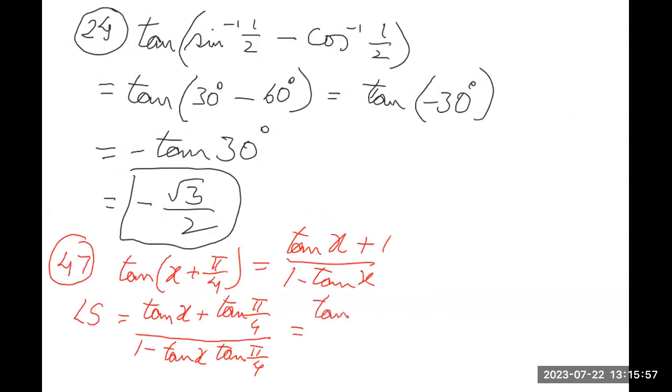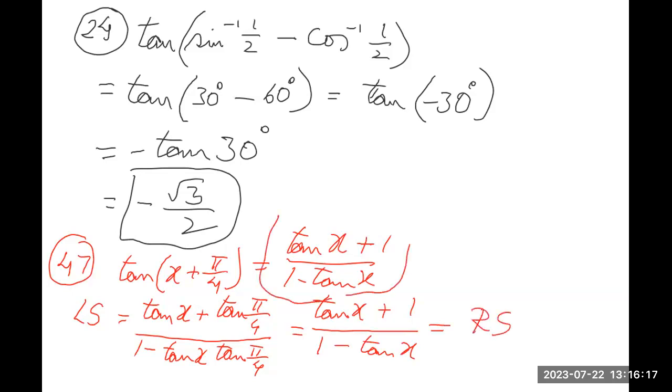So this is tan x. Tan pi over 4 we know is 1. And again, tan pi over 4 is 1 in the denominator, so that's just tan x. And that is what the right side is. So that completes our verification that indeed this identity is true. That is the end of this topic.